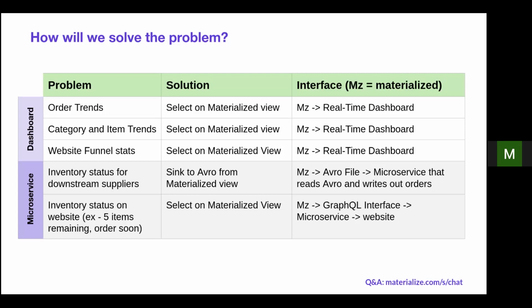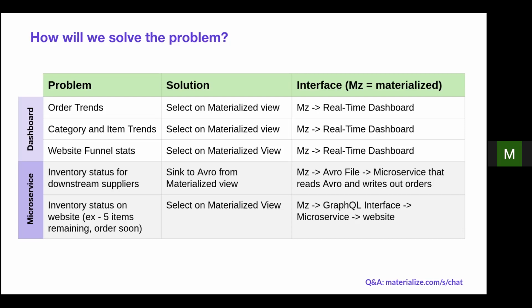For the other two questions, regarding inventory status, to see if your items are running short and to place an order automatically with your downstream supplier, as well as showing inventory status as and when a user is actually looking at a particular object on a website, to determine if they need to go and place the order right away or can wait, we can use a microservice. For that, we will use GraphQL.